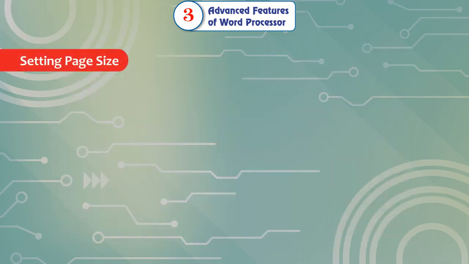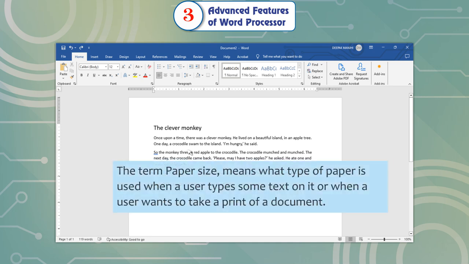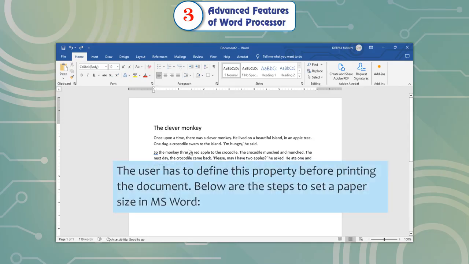Setting page size. There are various types of paper size available in MS Word, which a user can avail while working in a MS Word document. The term paper size means what type of paper is used when a user types some text on it or when a user wants to take a print of a document. The user has to define this property before printing the document.